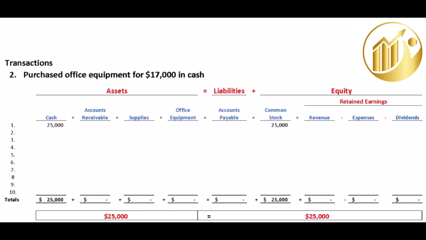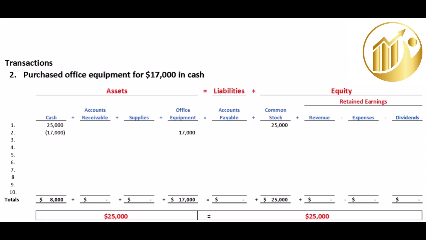Now let's take a look at the second transaction. Purchased office equipment for 70,000 in cash. Which accounts are involved? Office equipment, which is an asset, and cash, which is also an asset. One of these assets will increase, the other will decrease. We will have office equipment increased by 70,000 and cash decreased by 70,000. Again, notice that the fundamental accounting equation is in balance.